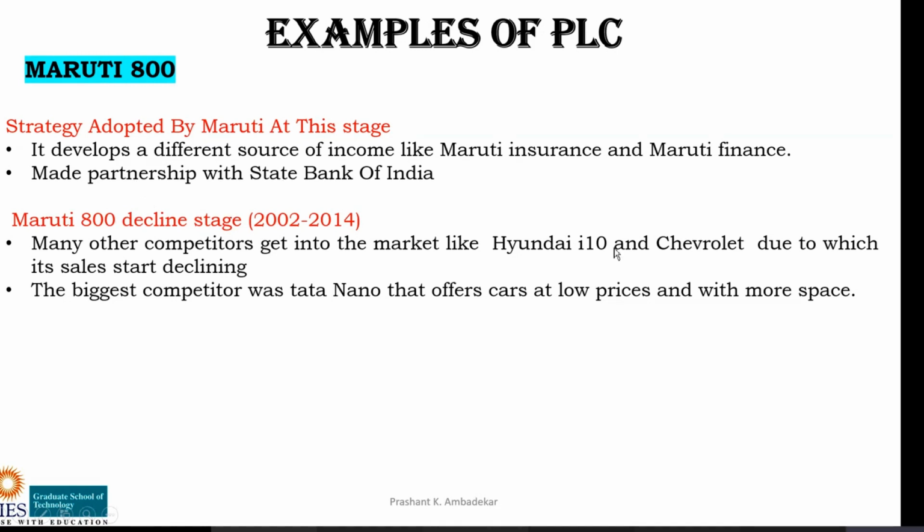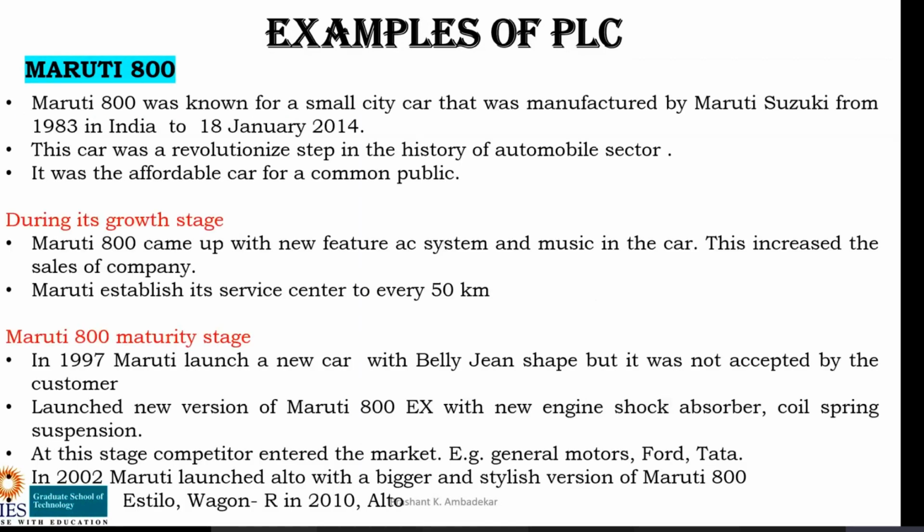Then came the decline stage. There were other companies which came into the market, and finally Maruti 800's production was stopped in 2014. The Nano car also came, so people thought of purchasing the Nano, which is less costly compared to Maruti 800, and because of that, the production of the 800 was stopped. Then Maruti also tried to launch new versions like Alto and other things. These are versions of Maruti.